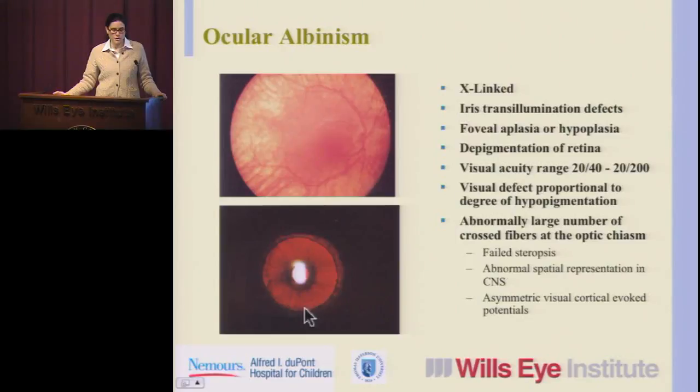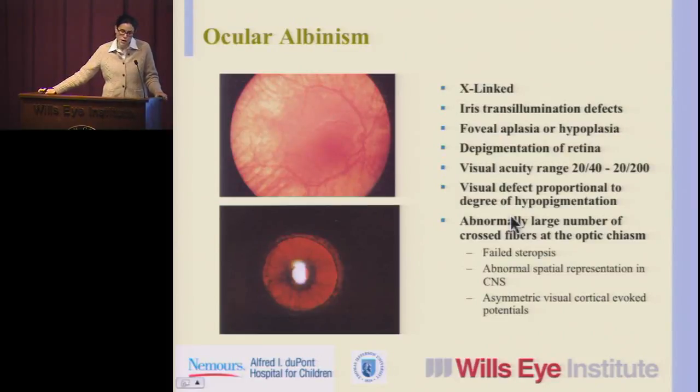Here we see the iris transillumination, and in this photo you don't really see a good foveal reflex. It's hard to see here, but the nerve also looks a little bit hypoplastic. And then there's just no pigment in this fundus. You can so clearly see all of your choroidal vessels coming through. And again, a lot of ranges in visual acuity, and that depends on how much pigment there is in the retina. And you can go from 20/40 to 20/200.